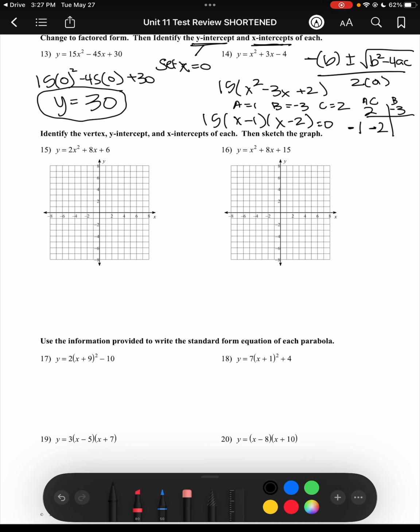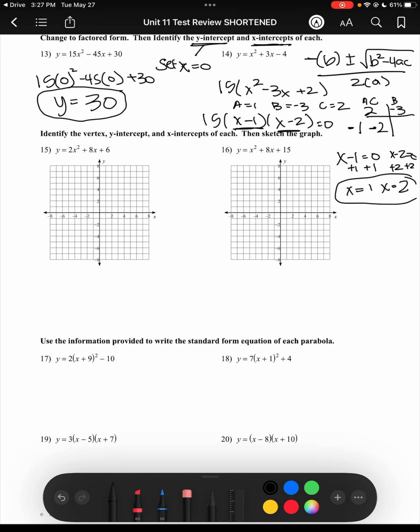Now this is in factored form, and some of the problems on your test are actually going to give it to you in factored form. So they've done all of this work for you, and your last step is to find the x-intercept. To find the x-intercept, you're going to take each piece that has an x in it and set those equal to 0. So we have x minus 1 equals 0, and x minus 2 equals 0. So now you have two equations that need to be solved. We solve them by getting x by itself, so we have an answer of x equals 1. And on our second equation, we get x equals 2.